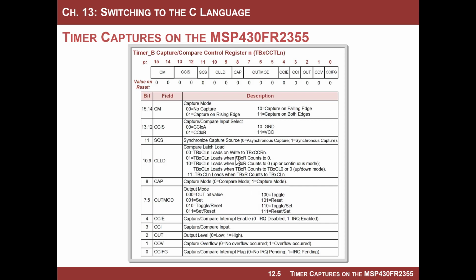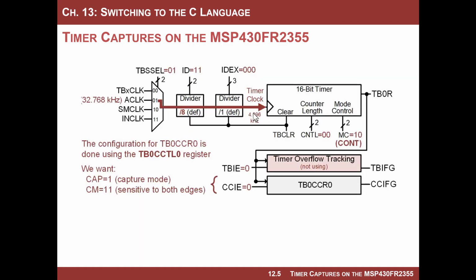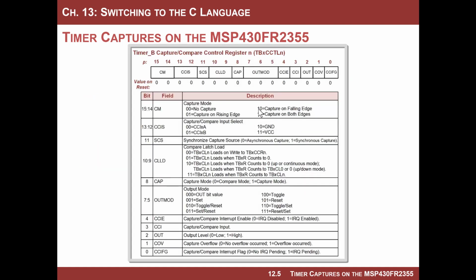Let's take a look at the configuration register. You have the capture control register for each of the registers in the timer system, and you're going to have the CM bit, which is the capture mode. If you're going to use software to trigger a capture, we put this into 1-1, which means capture on both edges.